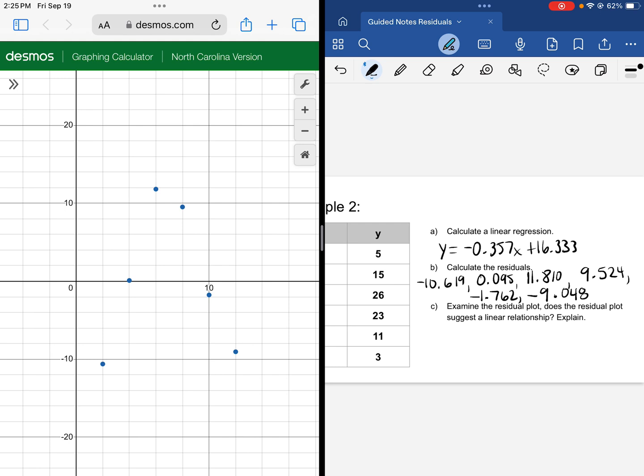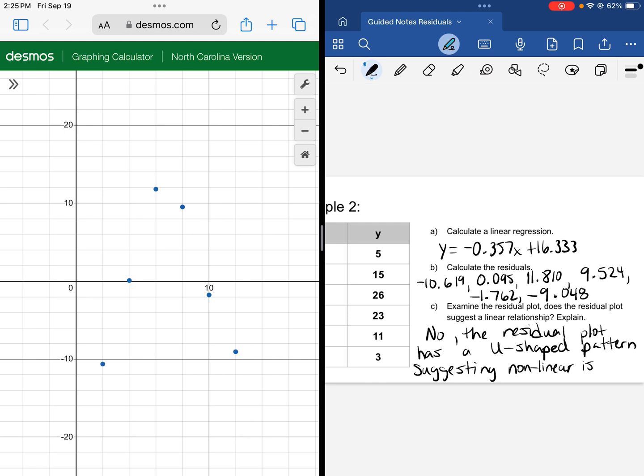So in this case, it asks, do we feel like there is a linear relationship? I'm going to say no. The residual plot has a U-shaped pattern, suggesting nonlinear is needed or appropriate.